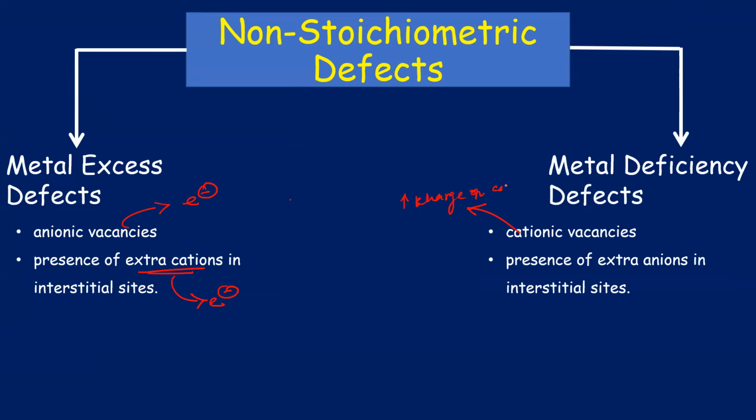on the nearby cation. And this will also be balanced in the same way if you have extra anion. So this is the balancing part which is not there in the name. The name tells you what is happening, but you have to remember how it is balanced. That is more important. So how are the anionic vacancies balanced? By addition of electron. How is the presence of extra cation balanced? By addition of electron. How are the cationic vacancies balanced? By the increase in positive charge on adjacent or nearby cations. And what about the presence of extra anion? That is also balanced in the same manner.